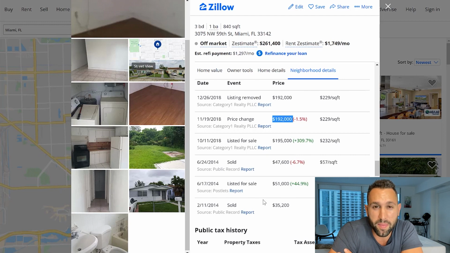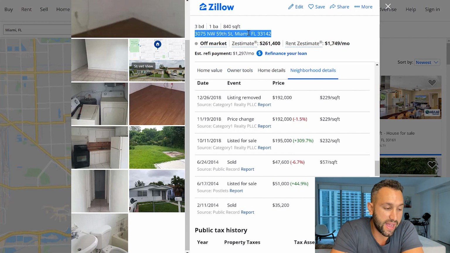Now, how did I use OPM? I used my good old mother. Love you, Mom. So I saved up some money from working, but I didn't have the full amount of cash to pay for the $47,000 for this house right here. And so what I did was I had $10,000. She said, I'll lend you 37. So she lent me the 37.